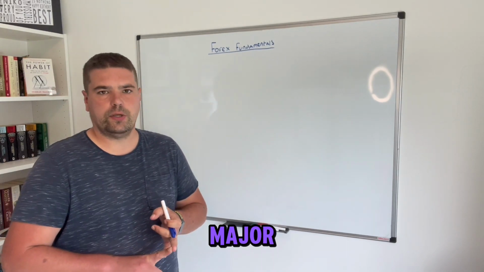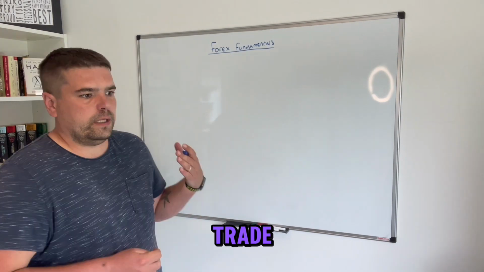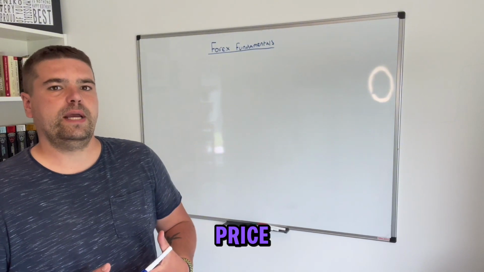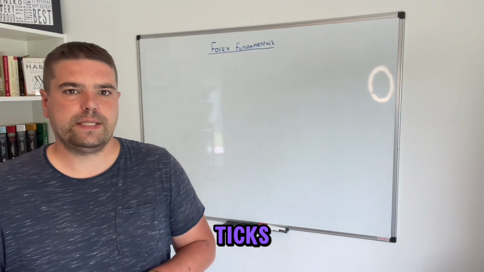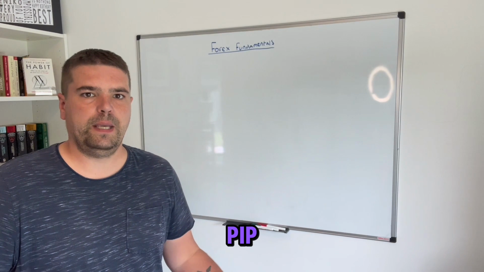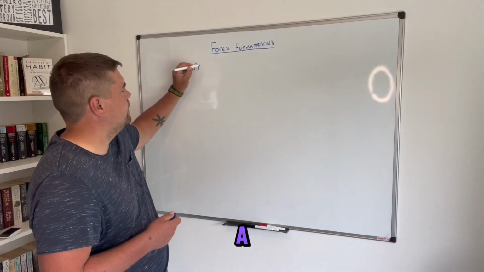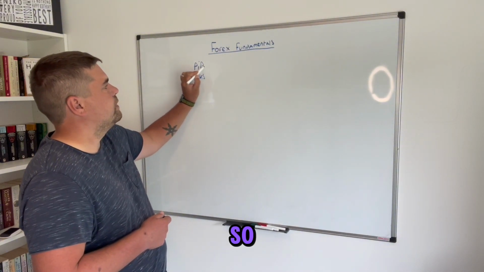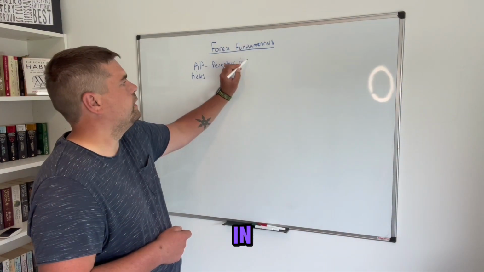We know the 8 major currency pairs that we can combine to make 28 different pairs that we can trade. Now we're going to talk about how we measure the movements in price. So you may have heard the term a pip. You may have heard the term ticks. More often than not, you will use the term pip. A pip is essentially a percentage in point.